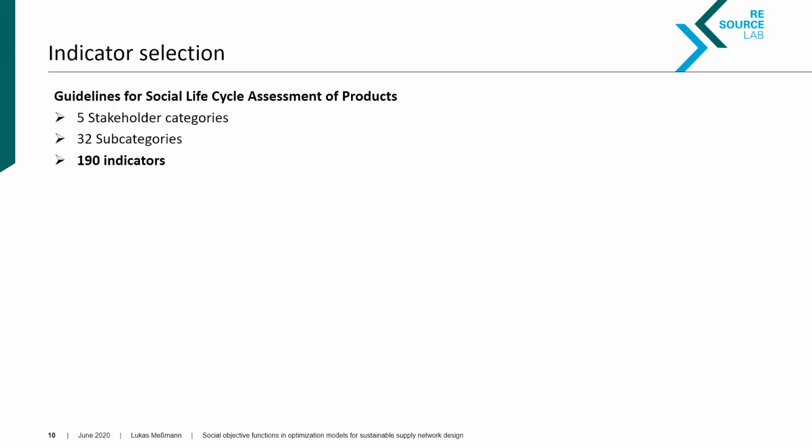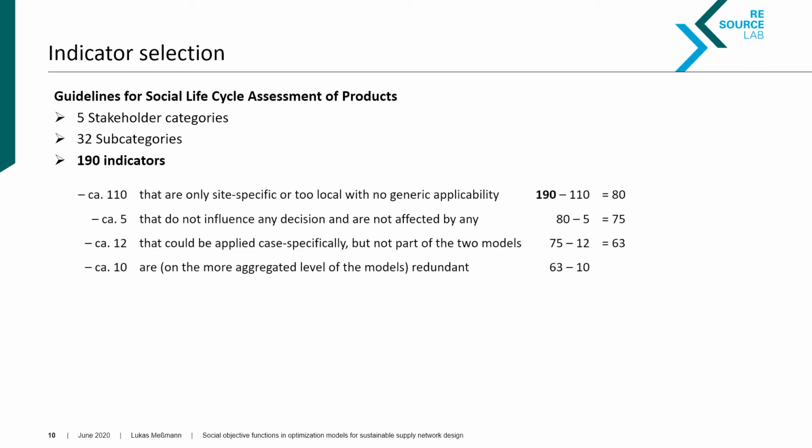For the indicator selection, we first took the guidelines for social life cycle assessment of products and their methodological sheets, which present us with 190 indicators. Of these 190 indicators, 110 were only site-specific or too local for being applicable to our case. Then there are another 5 that could be applicable but are rather not affected by the decisions that we have right now. And when we exclude some more, we end up with a total of 53 indicators that could be applicable to our problem.